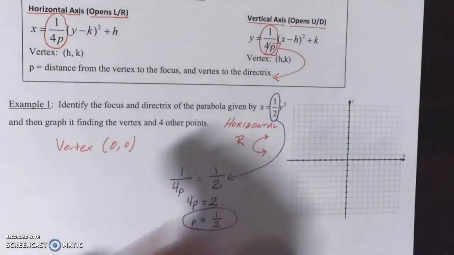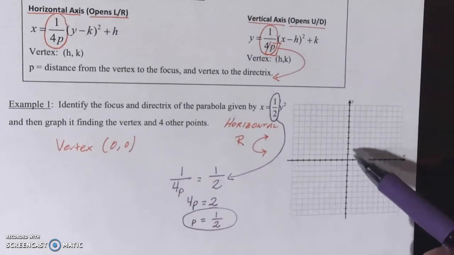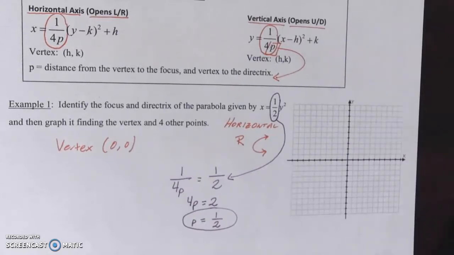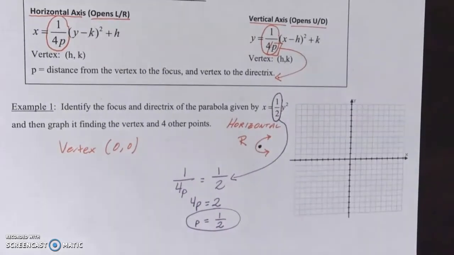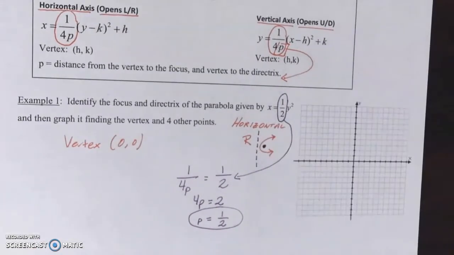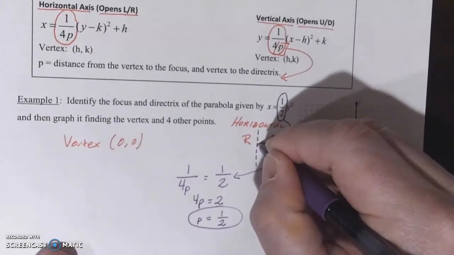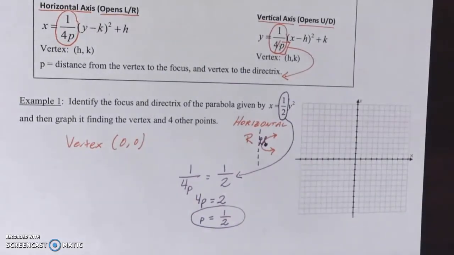So, right, if this is a horizontal right-facing, right-opening parabola, the focus is going to be on the right side of the vertex. The directrix will be a vertical line on the left side of the vertex. And they are both going to be a distance of p away. What is p in this case? It's 1/2. Okay. So let's draw our vertex, our focus, and our directrix, and then we'll figure out how we want to finish up graphing.